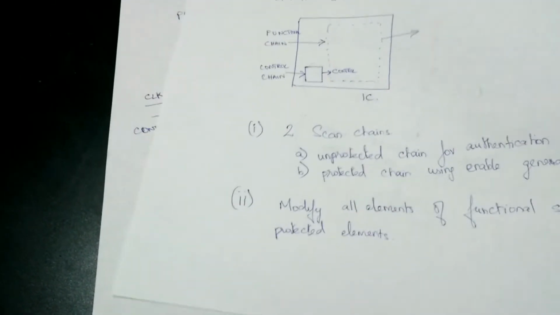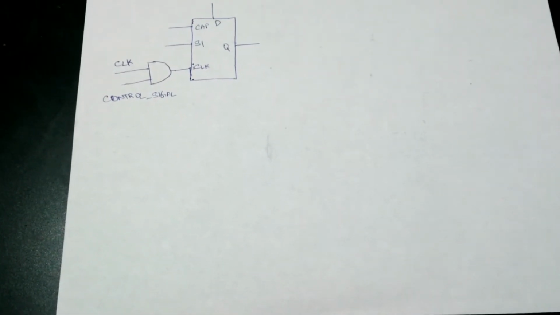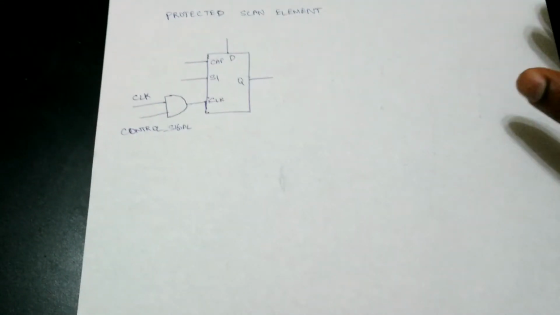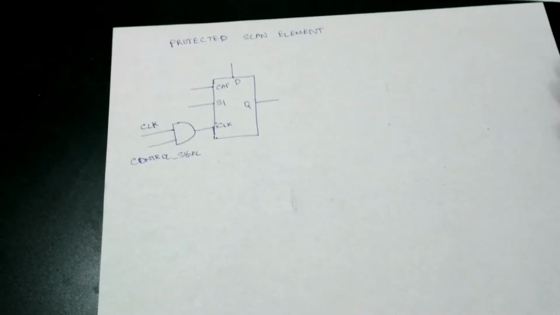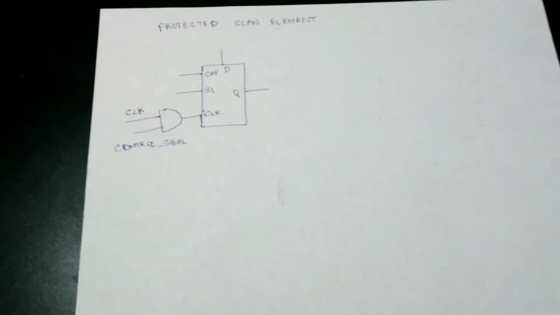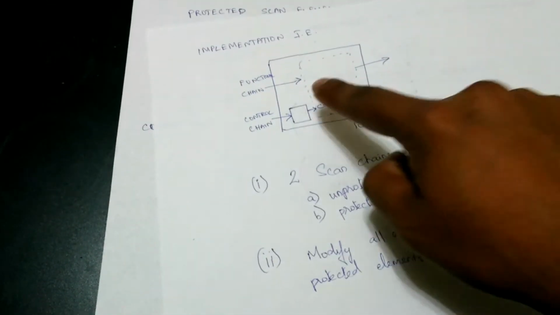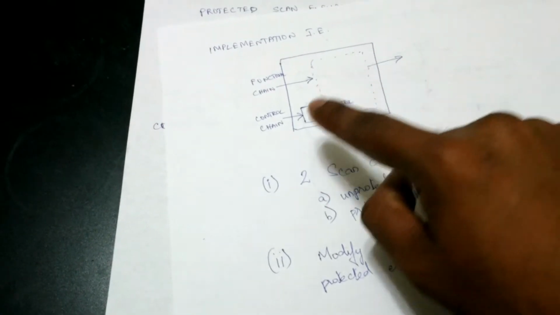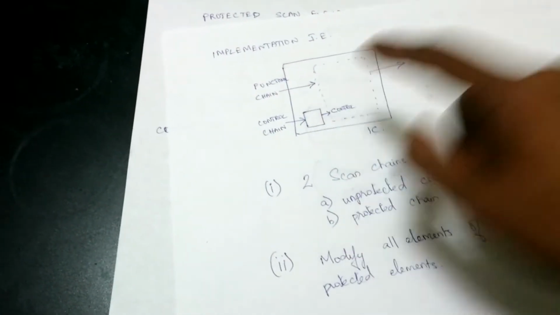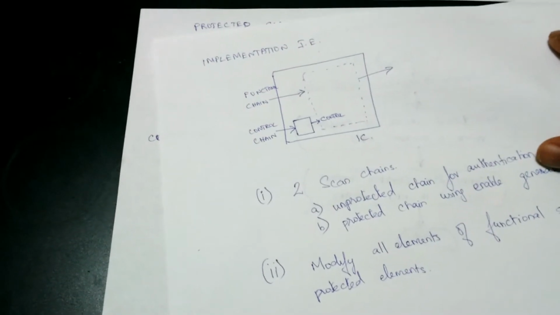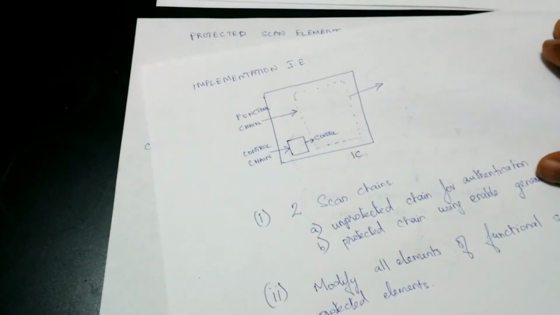The protected scan element looks as shown. In addition to the clock, the clock is now modified by an AND gate of the clock and a control signal. So this scan element will be the basic scan element of the functional chain shown here, and this control scan chain will still have the basic scan elements as seen in the third slide.